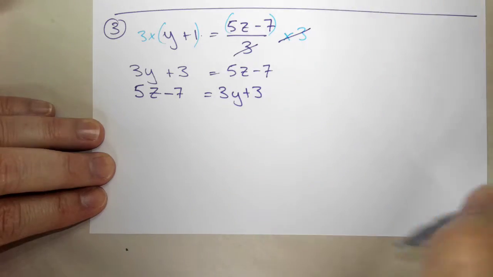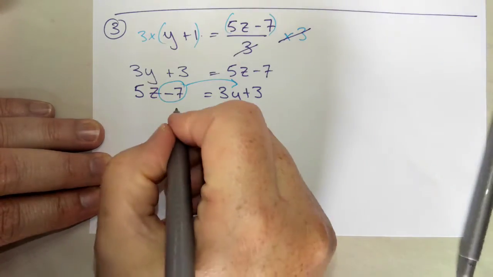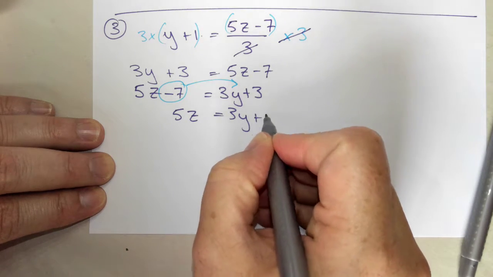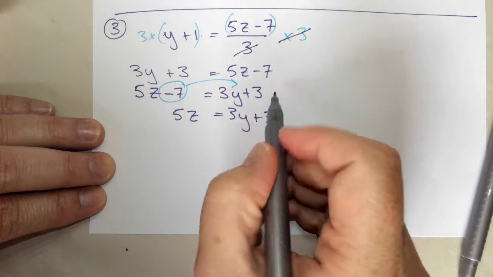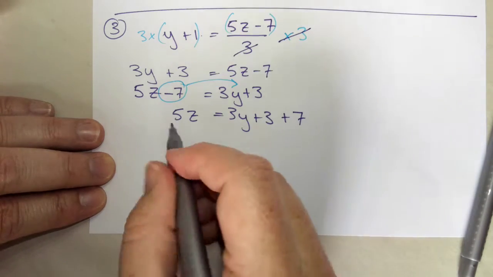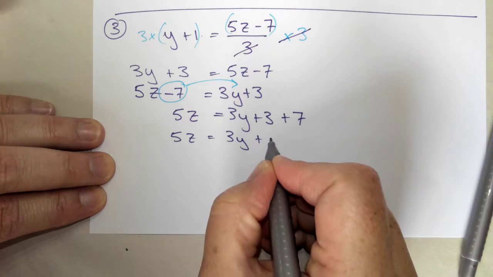I need to get rid of this number. So that take away 7 needs to move across. So leave the 5z equals 3y plus 3, and that minus 7 goes across and becomes plus 7. So 3 plus 7, let's combine that together. So 5z equals 3y plus 10.